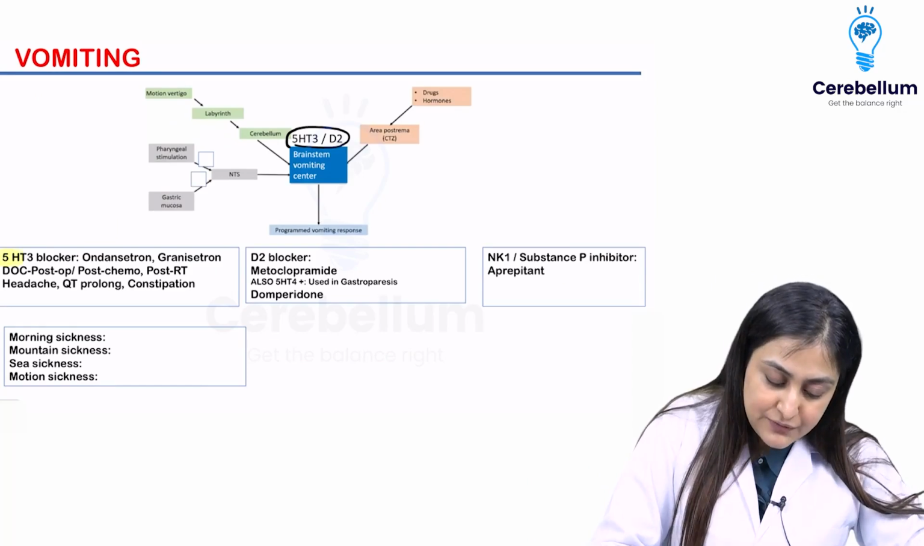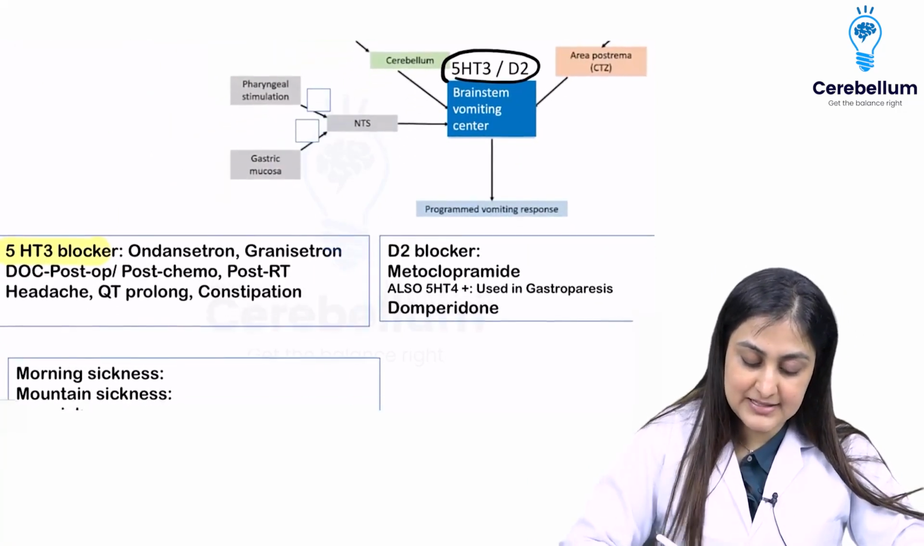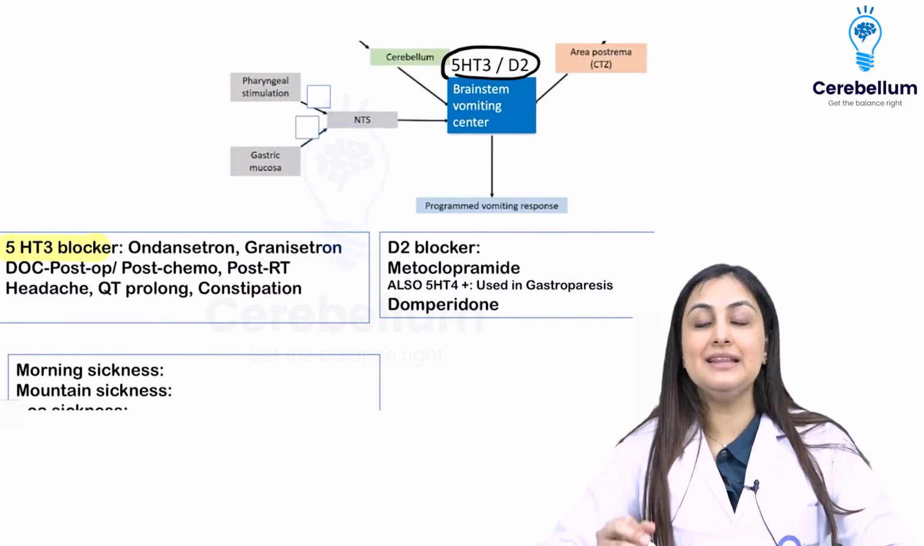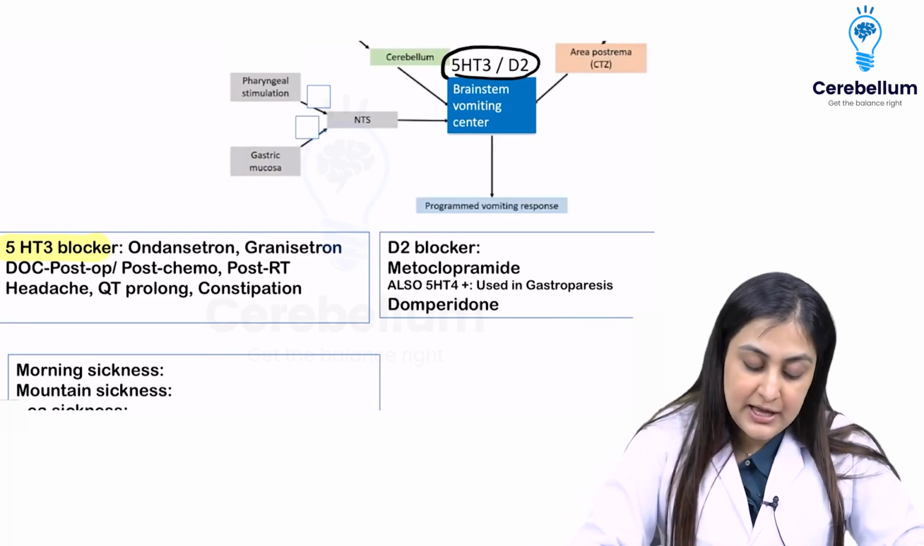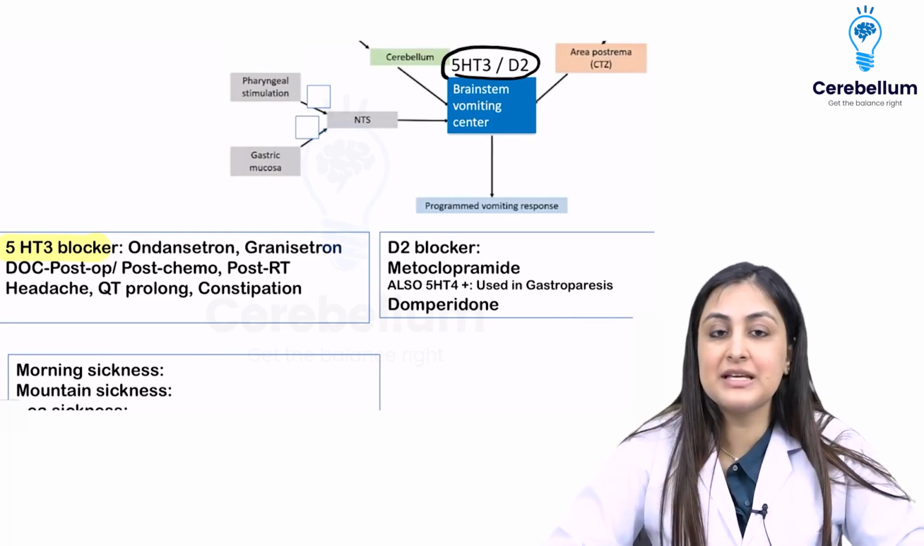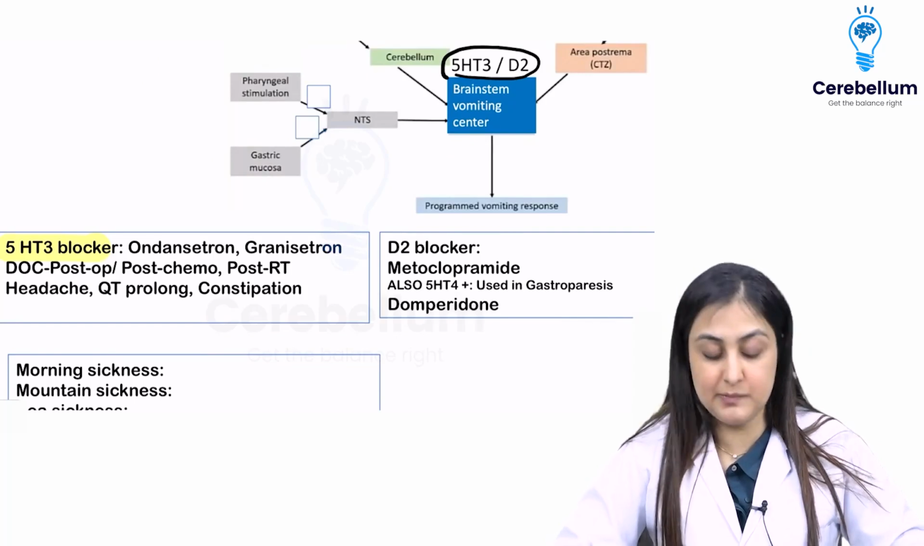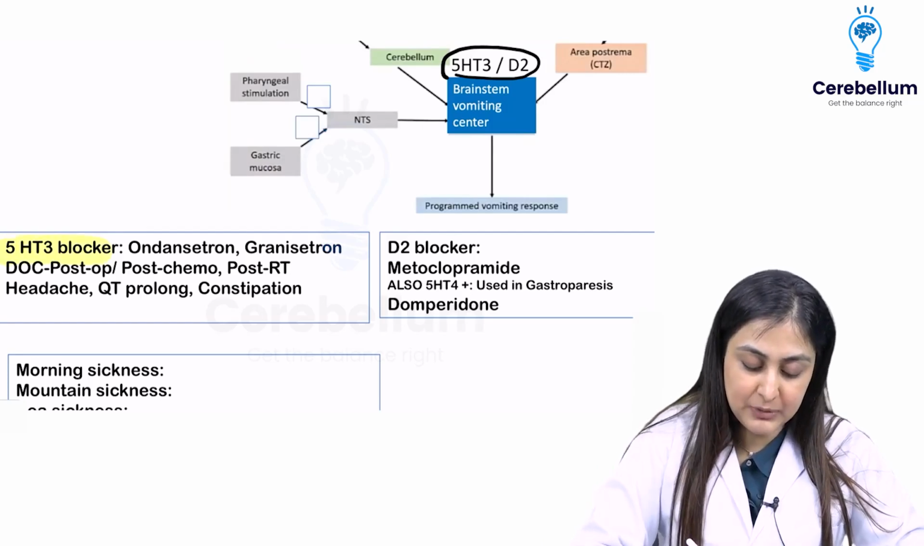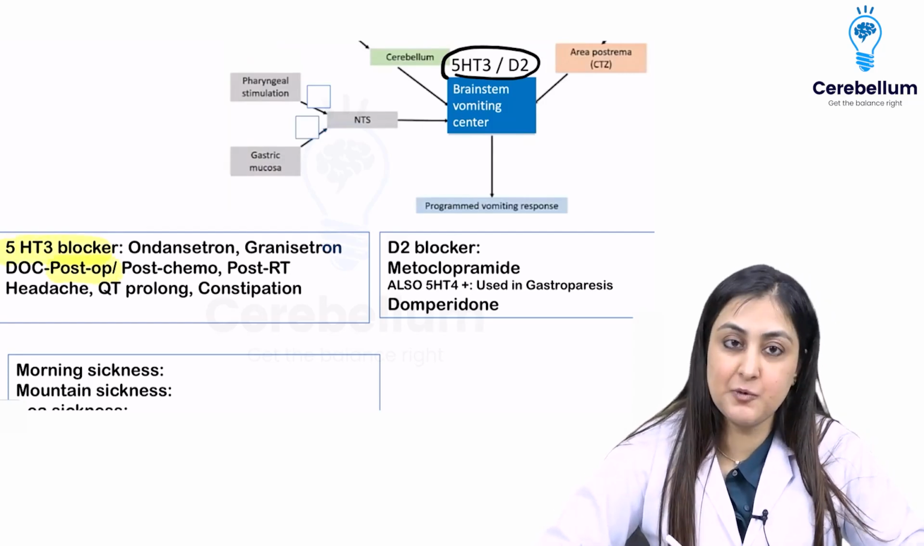Here we can use 5-HT3 blockers, and these are your setrons: ondansetron, granisetron, very important. These are usually the drug of choice for post-op vomiting, post-chemo vomiting, or post-radiotherapy vomiting. Alright, so this is very important. Just one thing that you want to remember, this is for early onset post-op vomiting.